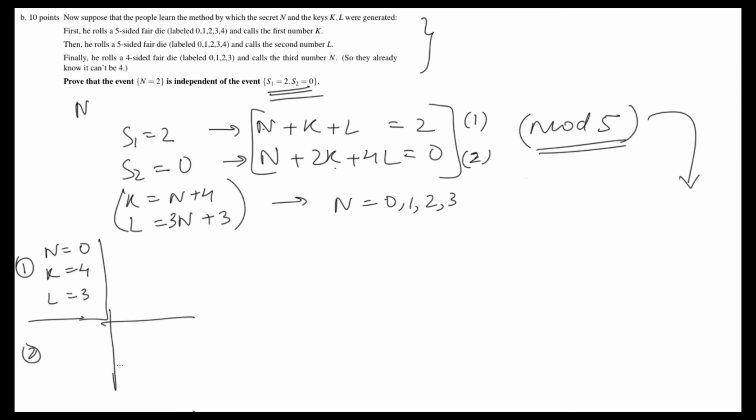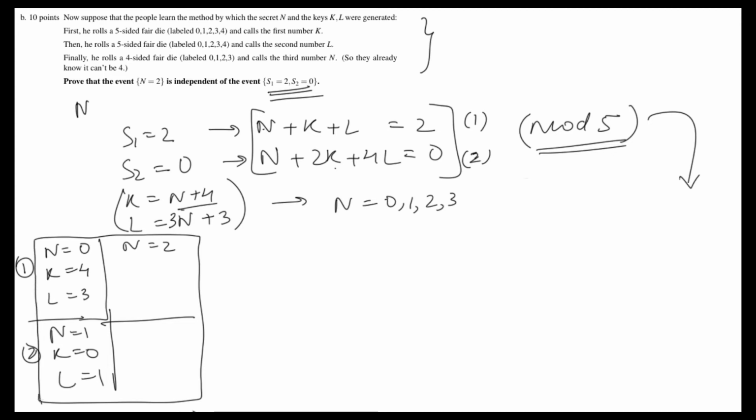Let's look at option 2. I'm just going to segregate these into 4 options. So n is equal to 1. Now we have k is equal to 5 mod 5, which is 0, right? And L is equal to 3 plus 3, which is 6, which is L is equal to 1 mod 5, right? Now we have n is equal to 2. Alright, okay, that's nice. So we have n is equal to 2, then we have k is equal to 1 mod 5. When n is equal to 2, 3 times 2 is 6 plus 3 is 9, so L is equal to 4 mod 5.